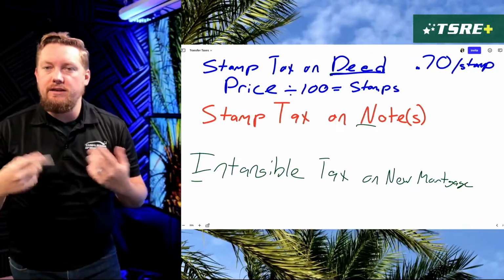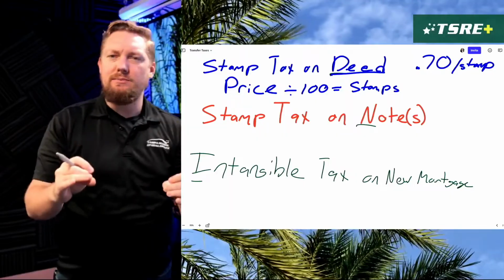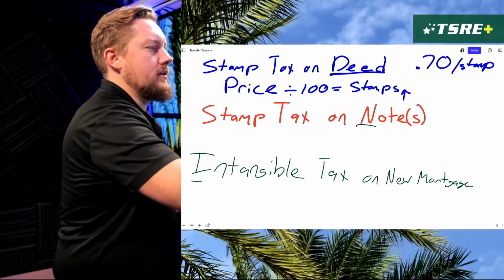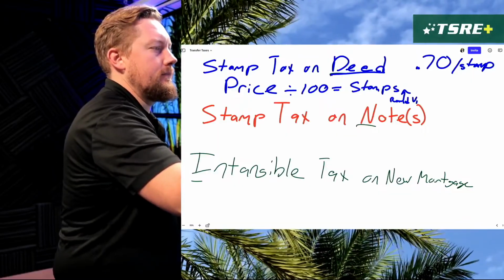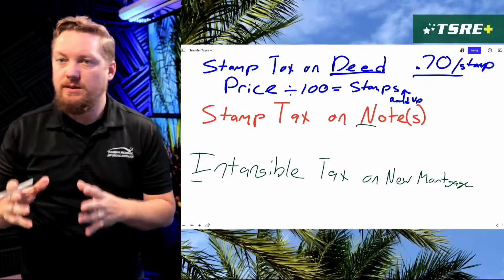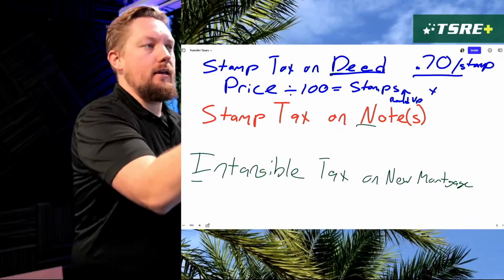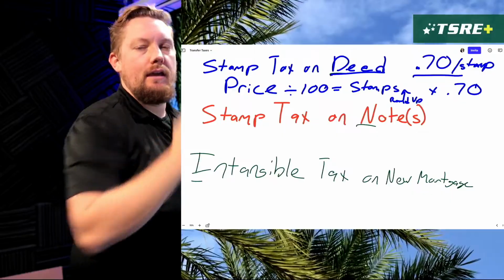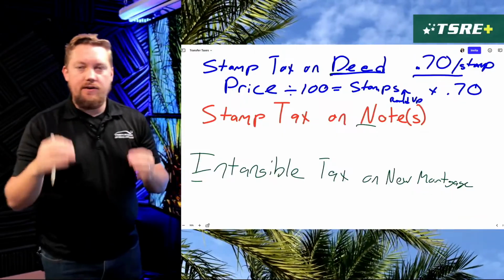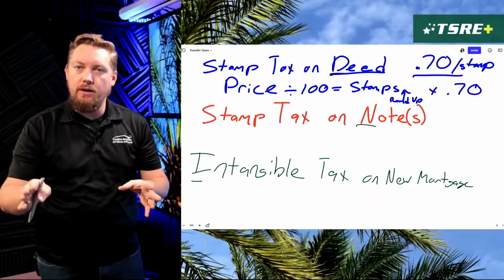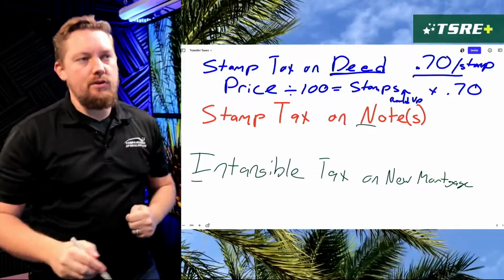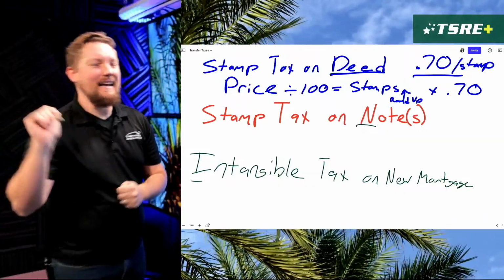Now, when you get to this point of the number of stamps, it's extremely important. It's crucial that you remember that you always round up to the next whole number of stamps, because these 70-cent stamps can only be purchased in whole increments. And you take that number and multiply it by 70 cents, and that's going to give you your stamp tax on the deed. It's a very easy calculation with just a couple nuances, and we're going to do an actual example of this in just a few minutes. But before we do that, let's talk about the stamp tax on the note.